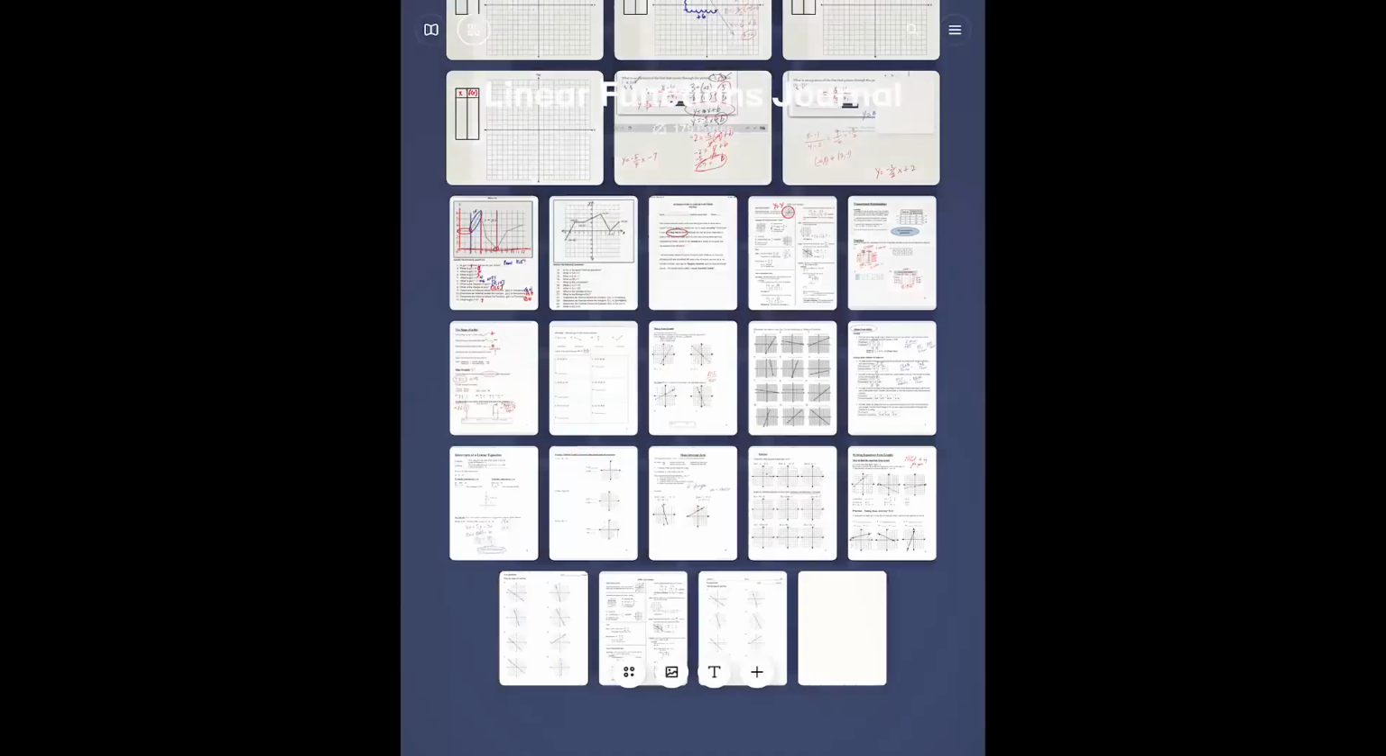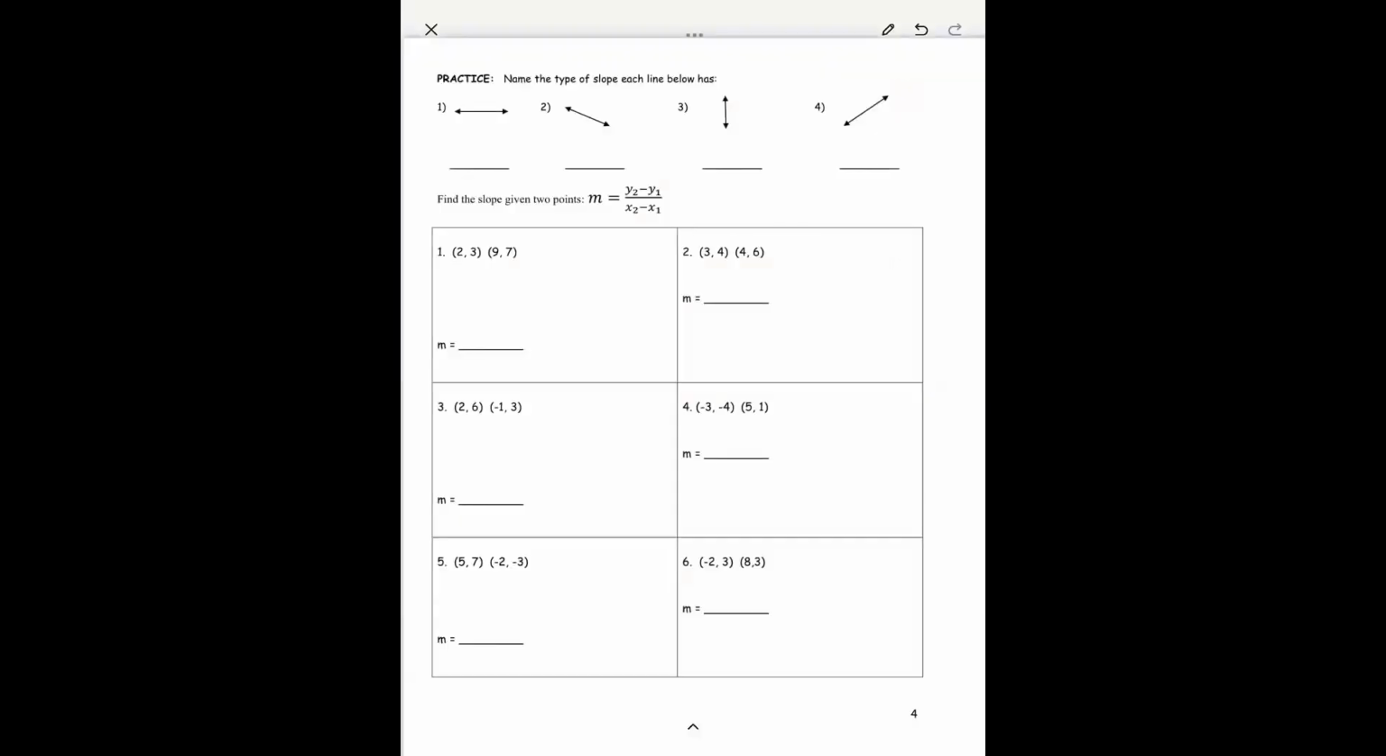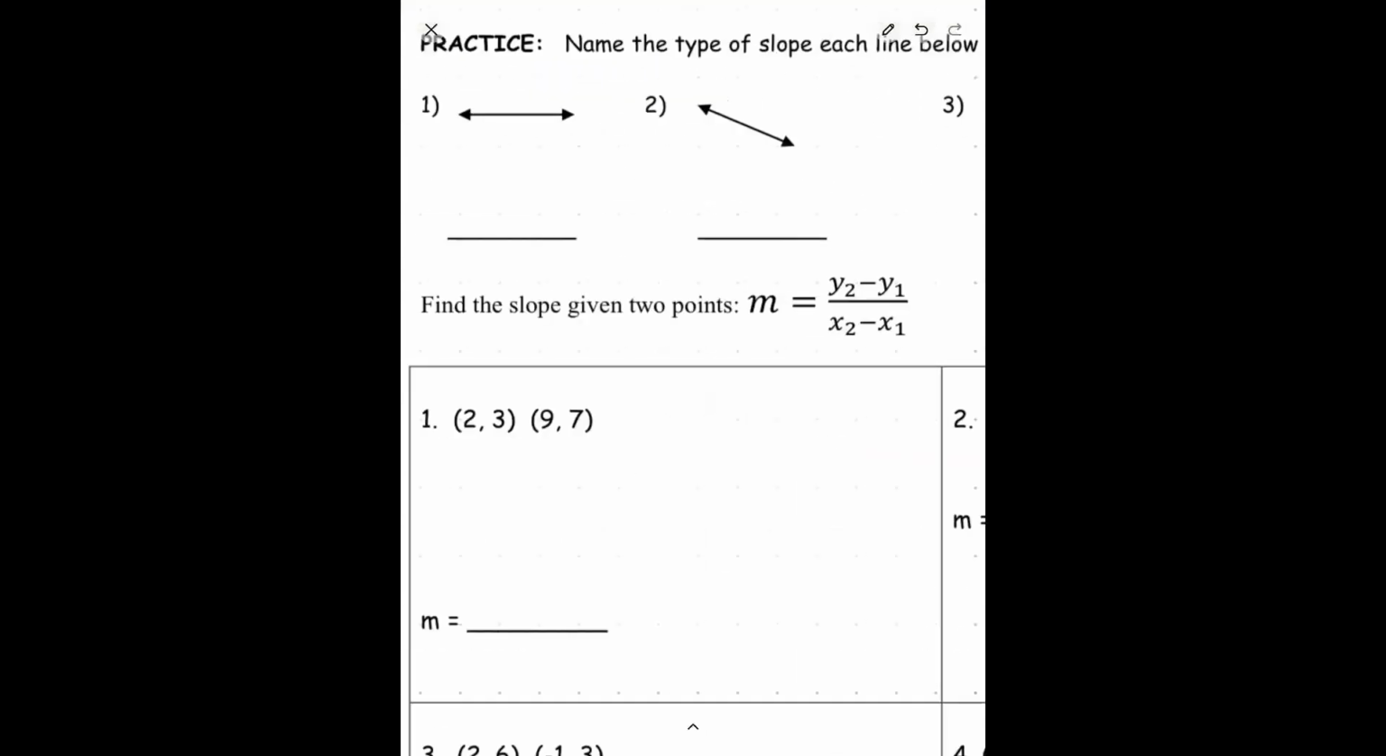All right, so I'm going to do one more. Well, let me go through this. This is a horizontal line up here. So the slope is always 0. So this is a decreasing line. So the slope would be negative.